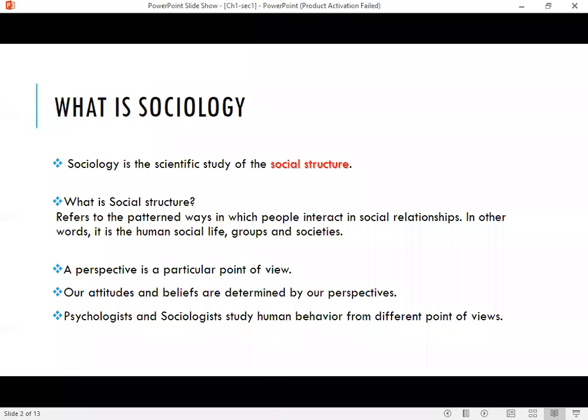Now, why are we discussing perspective? Again, we can differentiate that psychologists and sociologists have different perspectives. Psychologists study human behavior or the personal perspective, while sociologists care about the societal or the social perspective. So, comparison between sociology and psychology, is it clear? Yes. Is it clear for everyone? If I ask you to differentiate between sociology and psychology, can you do that?